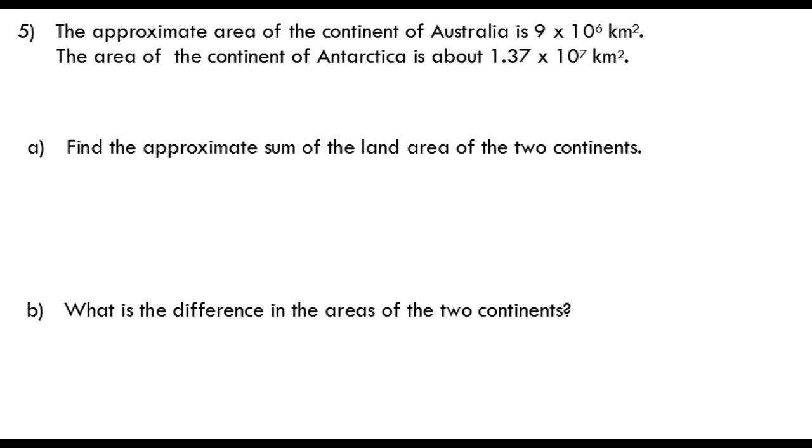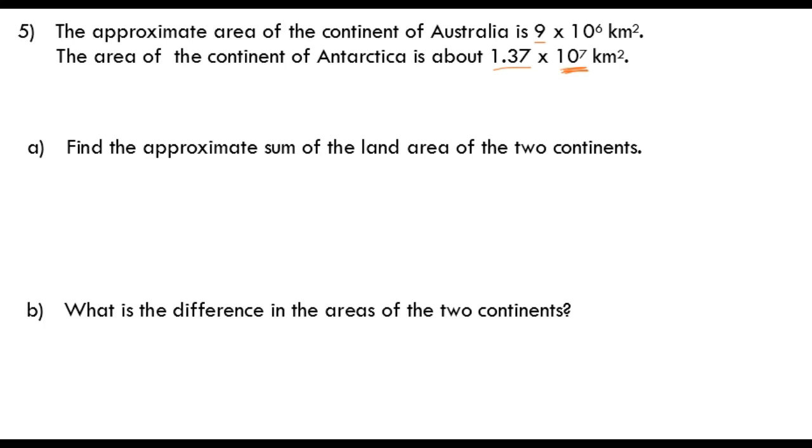So here we go. Number 5 says, the approximate area of the continent of Australia is 9 times 10 to the 6 kilometers squared. The area of the continent of Antarctica is about 1.37 times 10 to the 7th kilometers squared. The first thing I like to do is just get my bearings straight, figure out which number is bigger. And 10 to the 7th goes out one more place value than the other one. So it's definitely bigger. It doesn't matter that 9 is bigger than 1.37. This has one more digit in it.